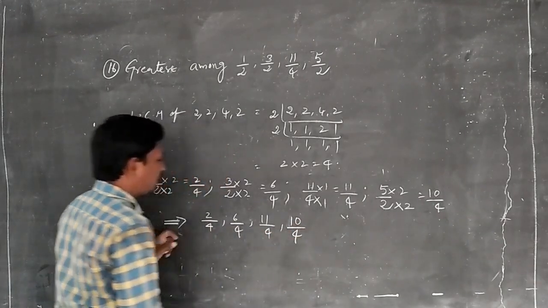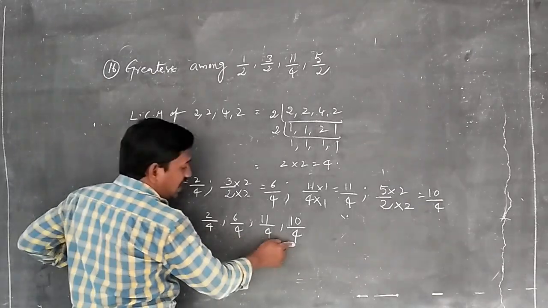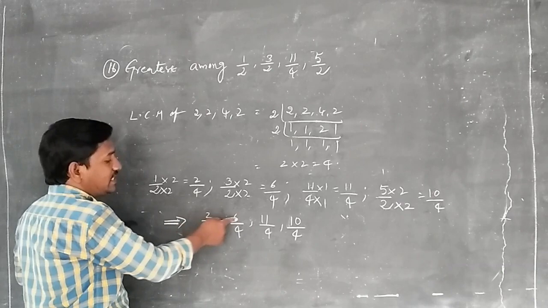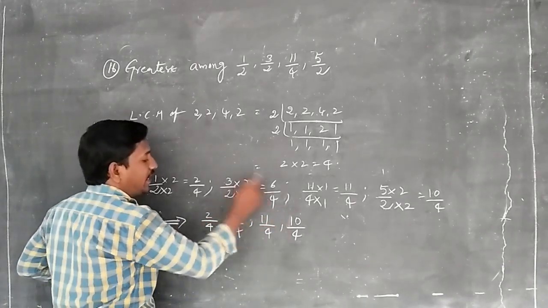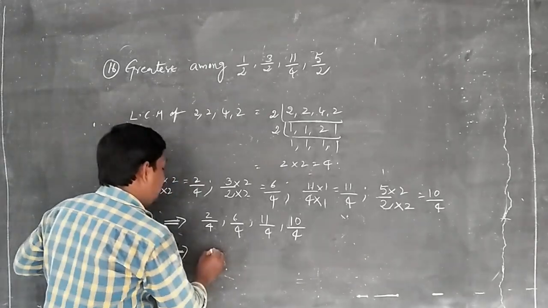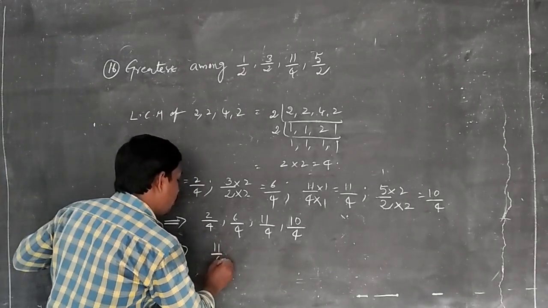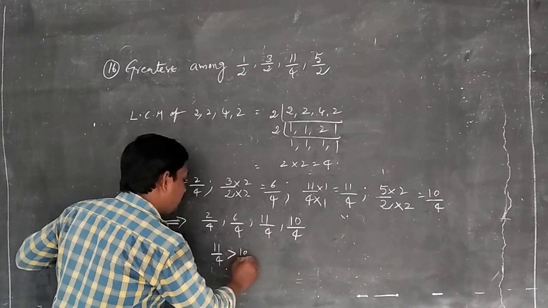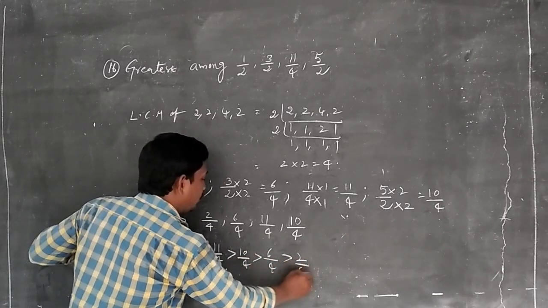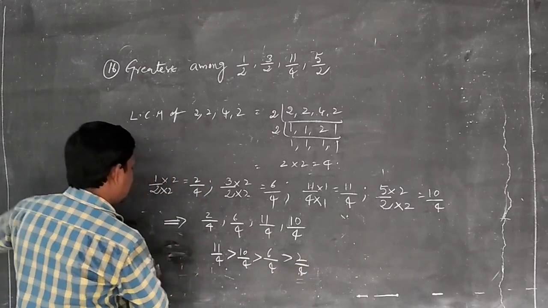So all are equal denominators. Now compare the numerators: 2, 6, 11, 10. So what is the greatest one? So now we are writing, in descending order, 11 by 4 greater than 10 by 4 greater than 6 by 4 greater than 2 by 4. So yes, this is descending order.